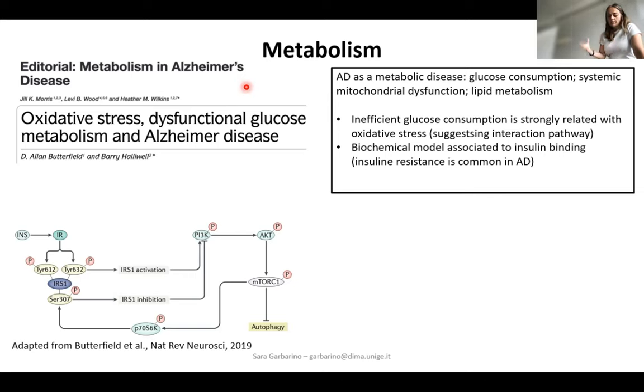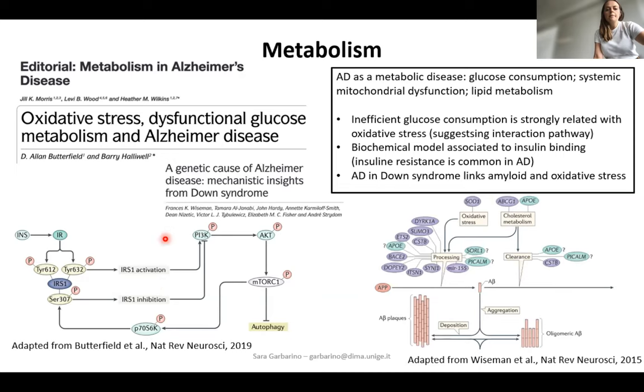Review articles described many different models for the metabolic changes in Alzheimer's disease. I think two of the most interesting models were the fact that there's evidence that inefficient glucose consumption is related to oxidative stress, and this somehow could suggest the existence of an interaction pathway between oxidative stress and glucose consumption. And there's a model for the biochemical events associated to insulin binding, because insulin resistance is common in Alzheimer's disease. And so they provided this kind of biochemical model, which could again be a nice and interesting starting point for building quantitative mechanistic models of glucose deficiency in AD.